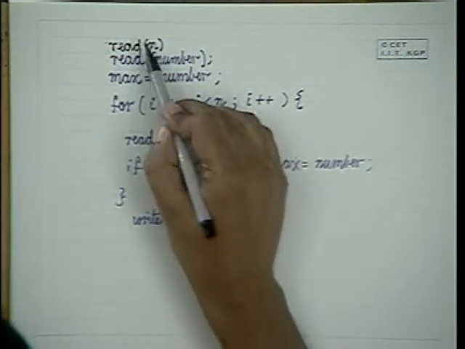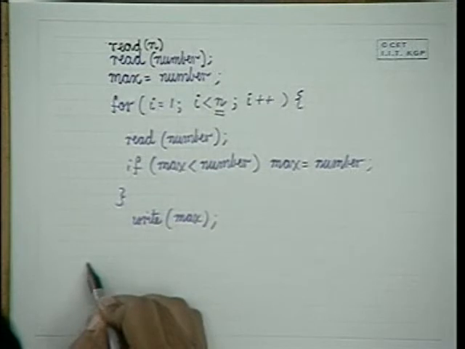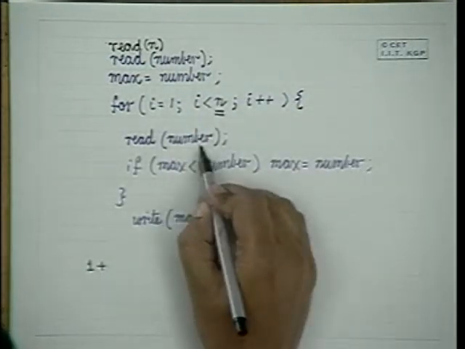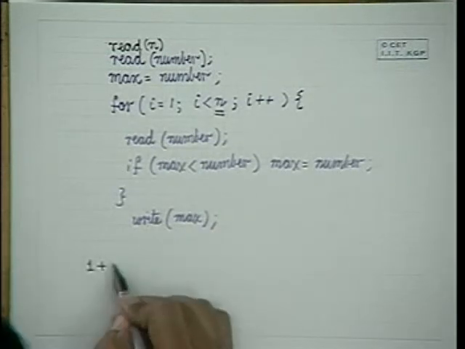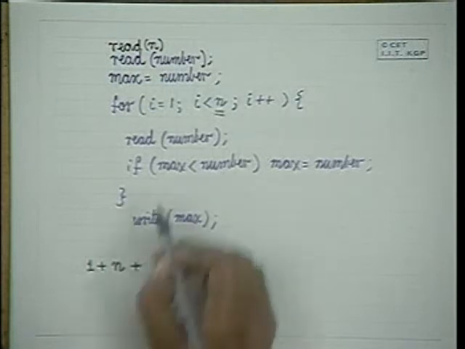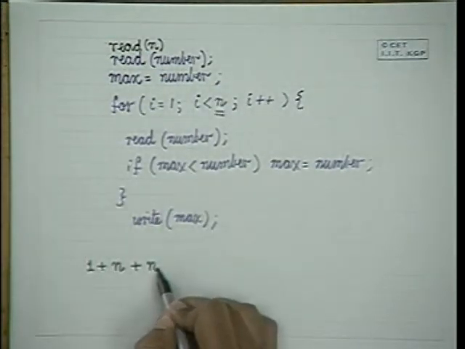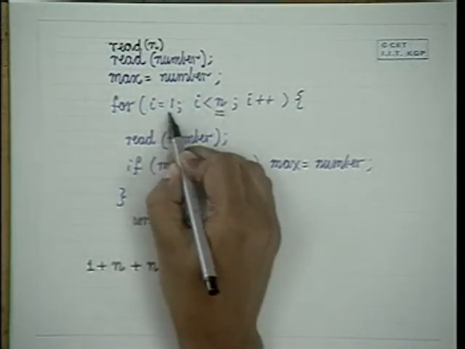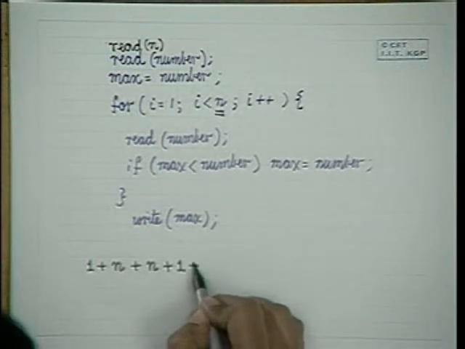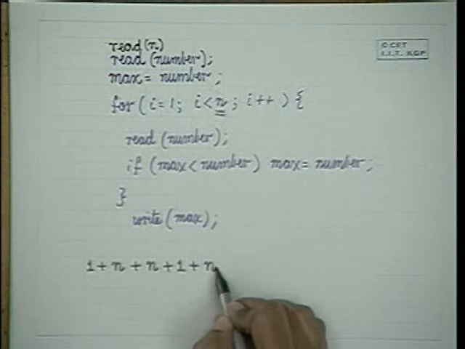Then what would be the comparison? Read n would be executed once. This read number would be executed how many times? N. Max equal to number would be executed n times. I equal to 1 would be executed once. This comparison would be executed n times.